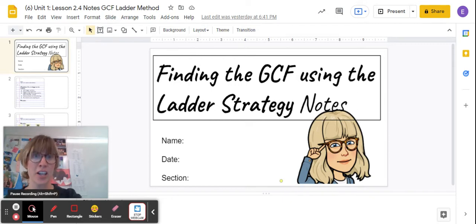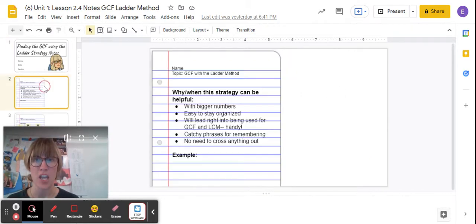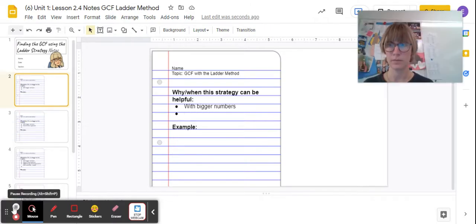Here we are going to find the GCF of two given numbers, and this time we're going to use a different strategy. It's called the ladder strategy. So you are going to want a piece of notebook paper, and we're just going to review why, or when, this strategy could be helpful.